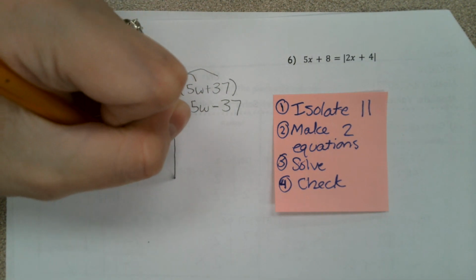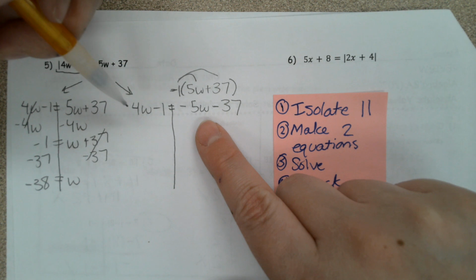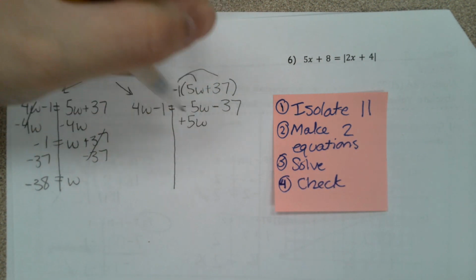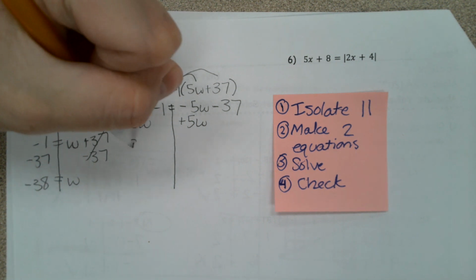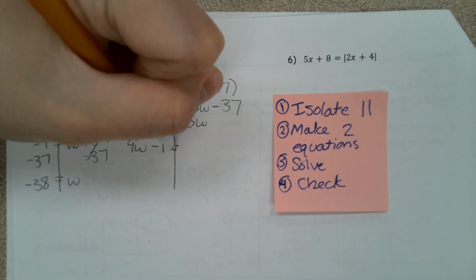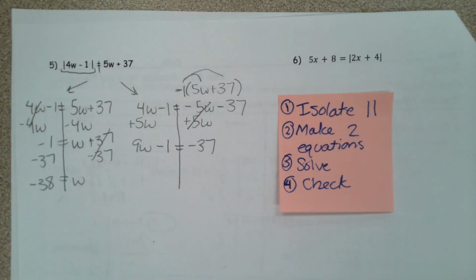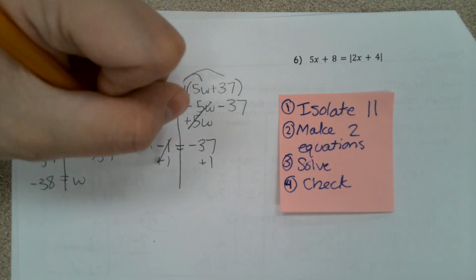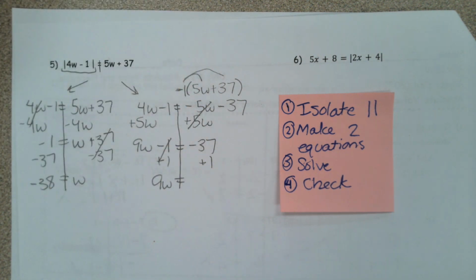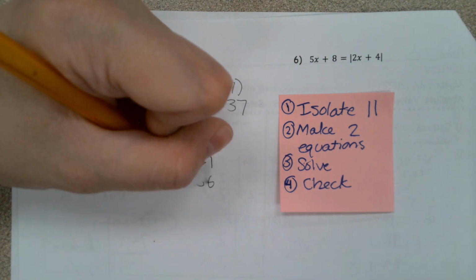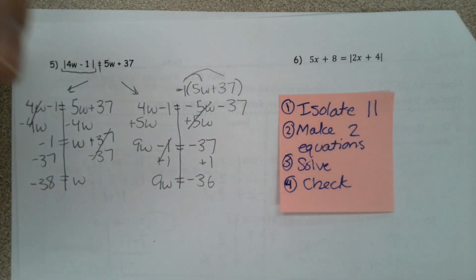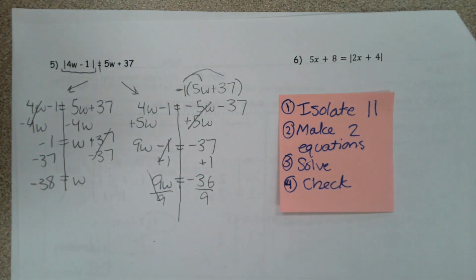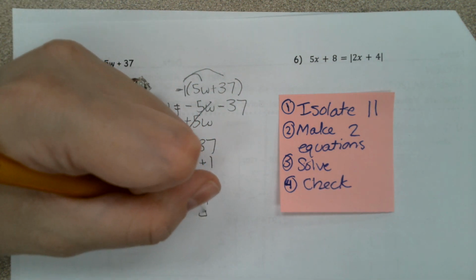Repeat. 4w, negative 5w. I'm going to move the negative 5w this time since it is smaller. Add 5w to both sides. 9w minus 1 equals negative 37. Add 1 to both sides. 9w equals negative 36. Finally, divide by 9. w equals negative 4.